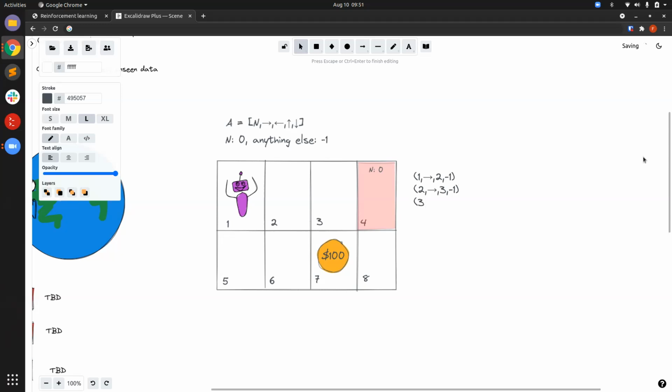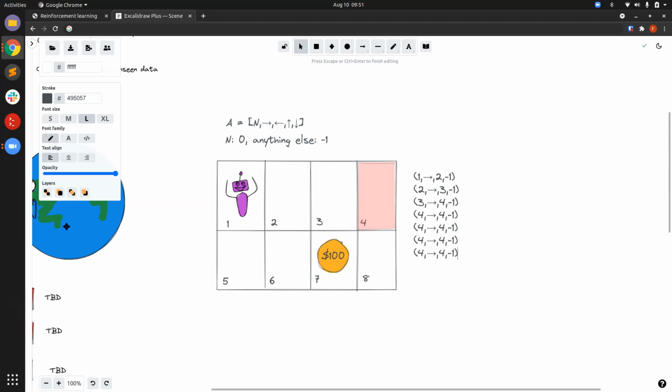Now we're in state 3, we move right, and we end up in state 4 with reward -1. Finally, we're in state 4, we move right, we end up in state 4 again, because that's our kind of stuck state, with reward -1. And then from then on, nothing changes. We can think of this as a terminal state. State 4 is a terminal state. So the game ends if you end up in state 4 or if you end up in state 7 and earn the reward.